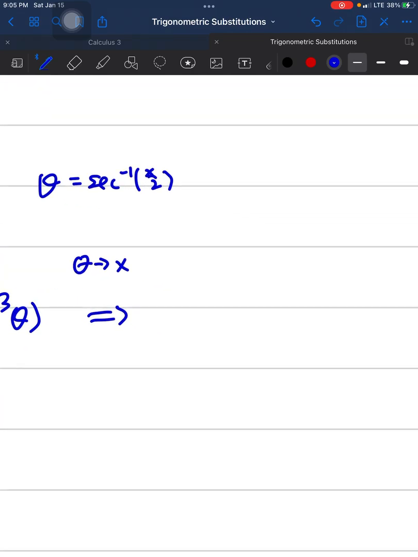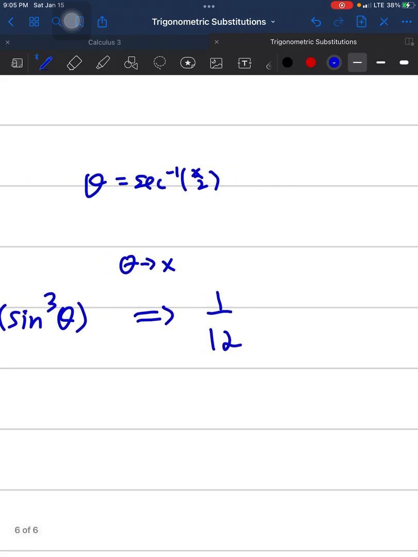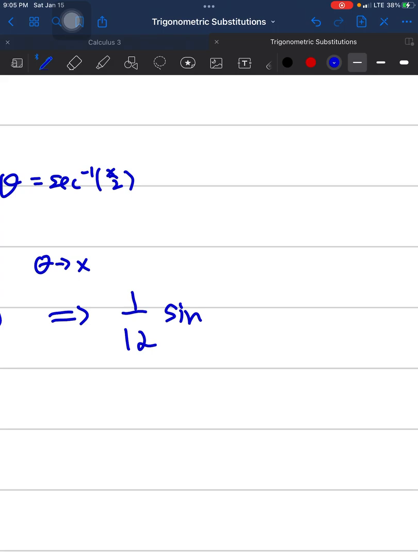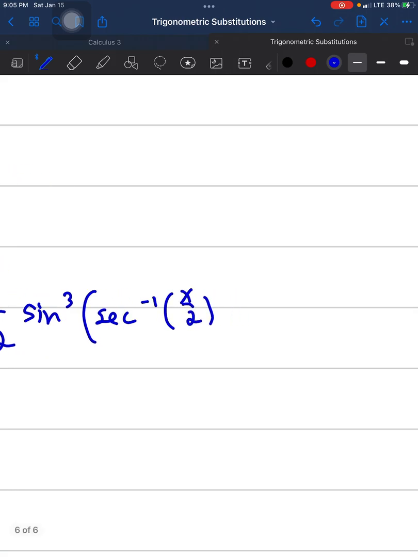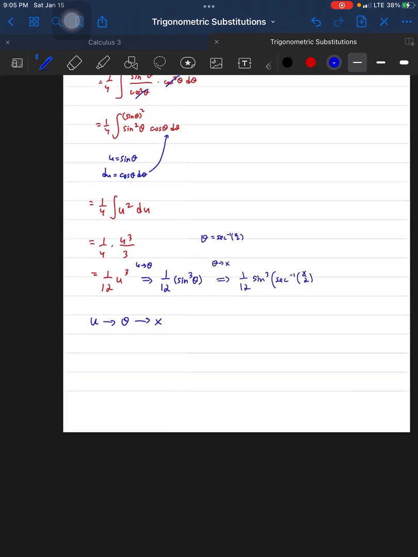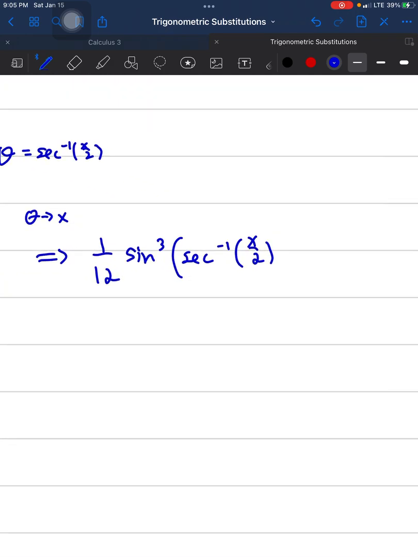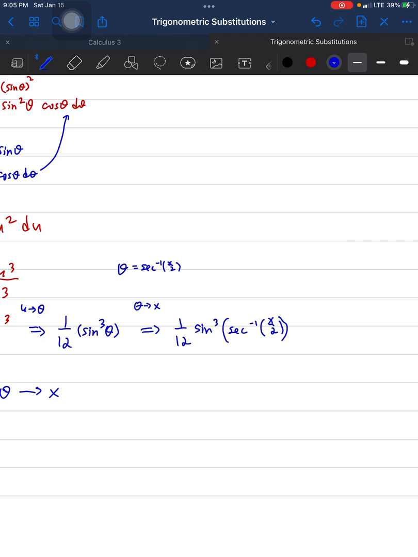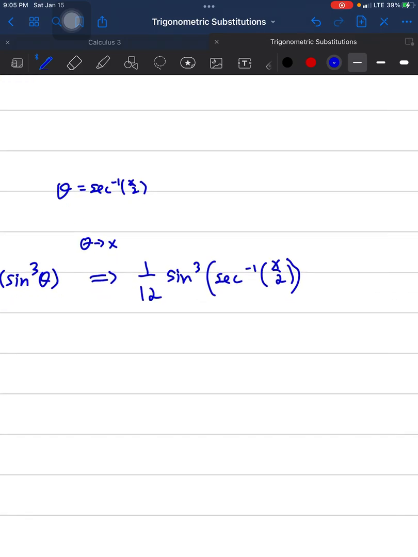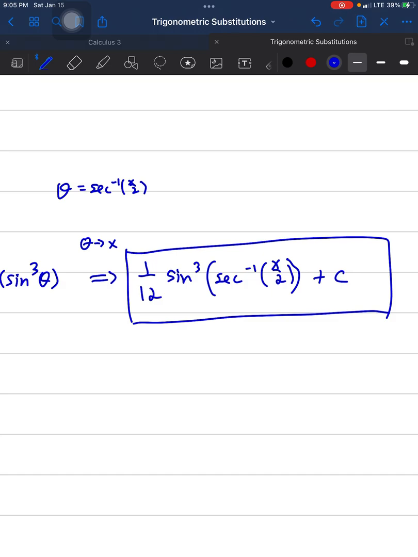And we're actually not going u to x, we're going theta to x now. So let's plug this into theta. So we get 1 over 12 sine cubed of theta, which is secant inverse x over 2, secant inverse x over 2. And yeah, that's basically it done. This is what we get as the final answer basically. So we just added plus c.